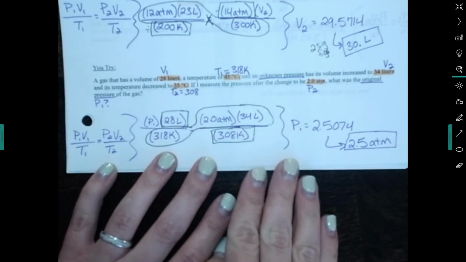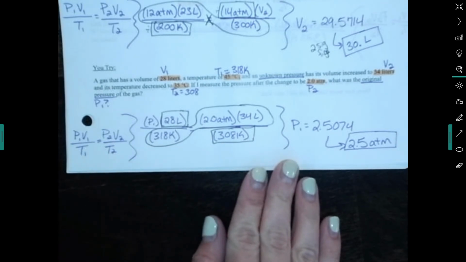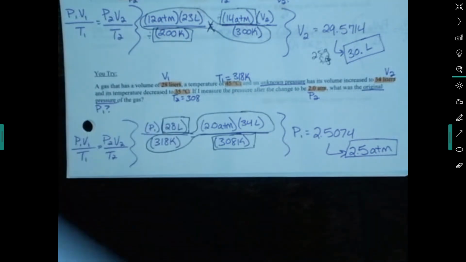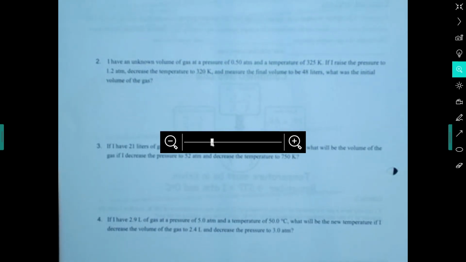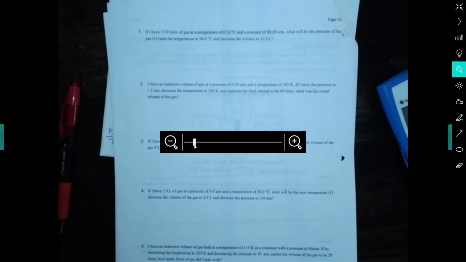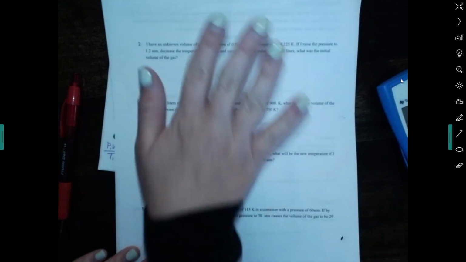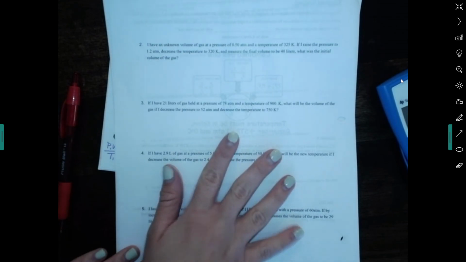Okie dokie. On the back, you have some practice problems to do. There are 5 of them. So make sure you do all 5 practice problems, show all your work just like we did on the example, and that is it for today. Once you finish all 5 of these, take a picture, submit it in assignments.